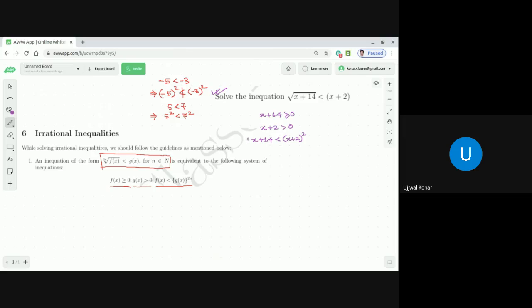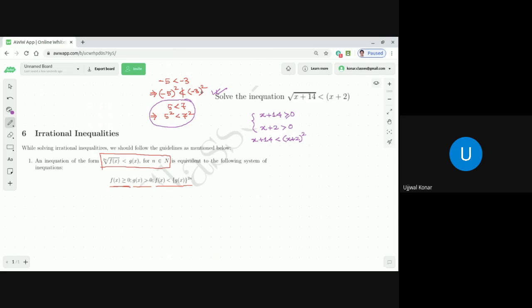A less than b, I wrote a square is less than b square. Why? Because both a and b are positive. That is actually being confirmed by these two. Yes. That's what we have done now. 5 less than 7. That means what? 5 square less than 7 square, as an example. When? Because both 5 and 7 are greater than 0. But this was not the case when minus 5 less than minus 3, correct?